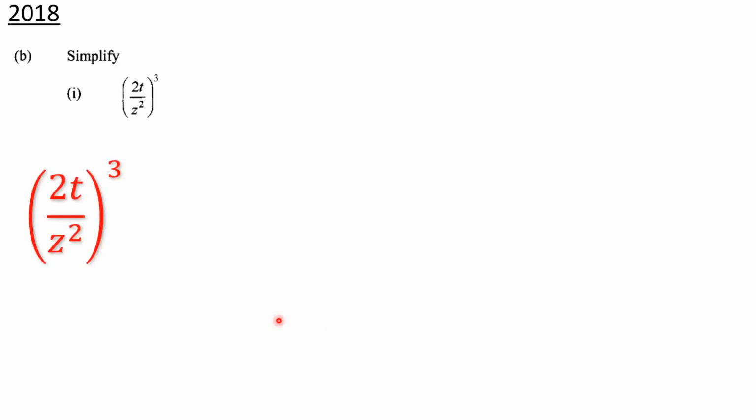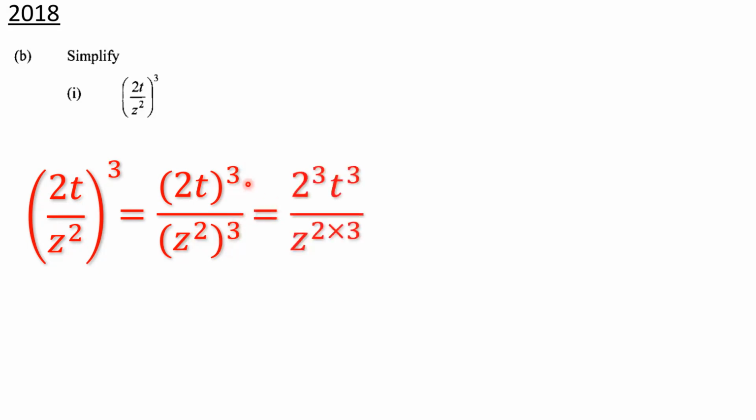Here we have 2t divided by z squared, all raised to the power of 3. What we're going to do here is send the 3 to the top number and send the 3 to the bottom number. And so now we have 2t all raised to the power of 3 and z squared all raised to the power of 3. So what we're going to do is send the 3 to the 2 and send the 3 to the t. And so we have 2 to the third power and t to the third power.